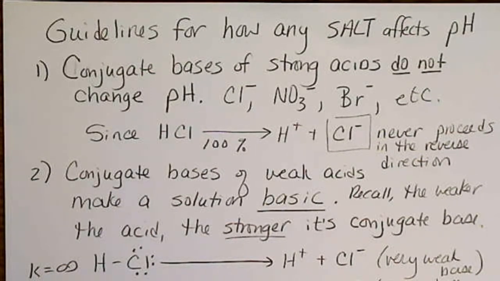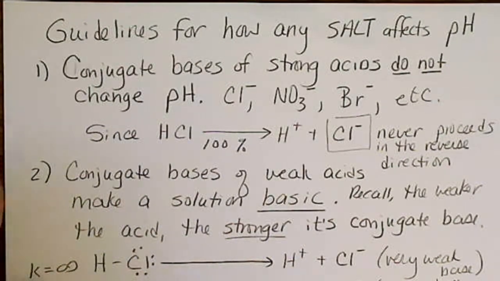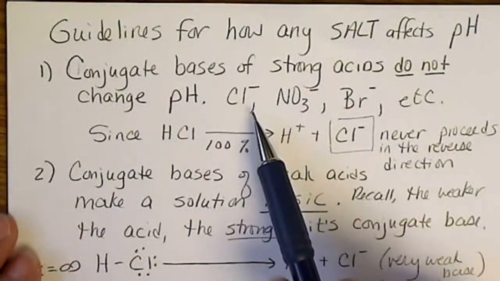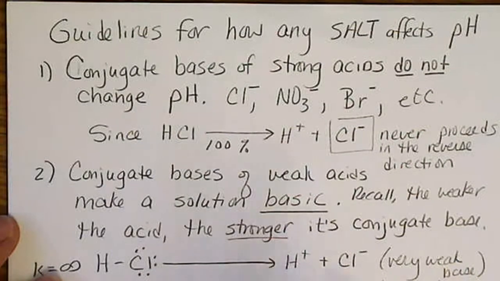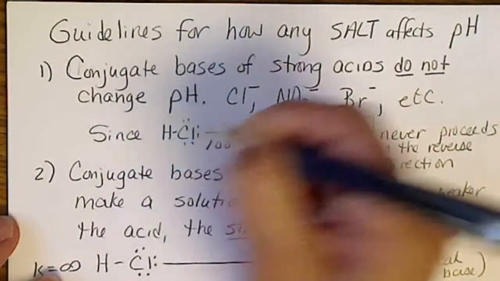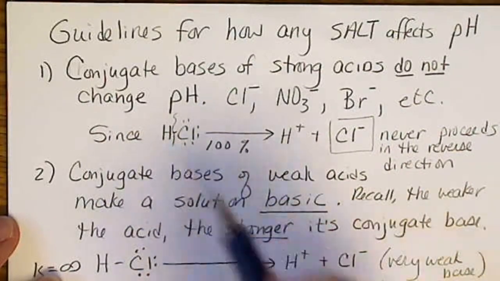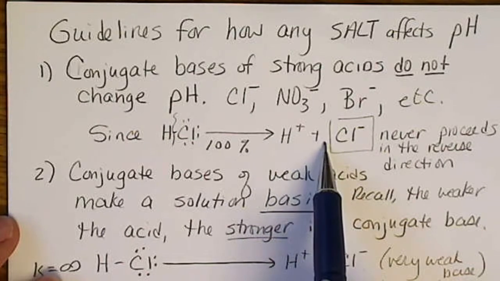So the guidelines for how a salt affects the pH: we're just going to look at the anion, or the conjugate base of an acid. So the conjugate base of a strong acid will never affect the pH. I've listed chloride, nitrate, bromide, etc. And because the intact molecule, when it's dissolved in water, has 100% dissociation, this reaction goes completely to the right.